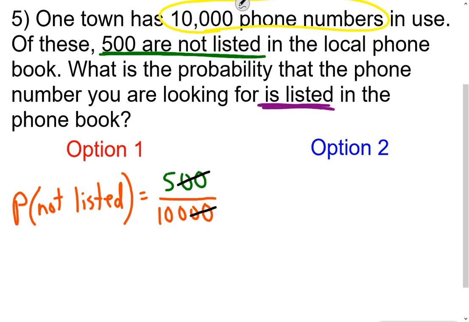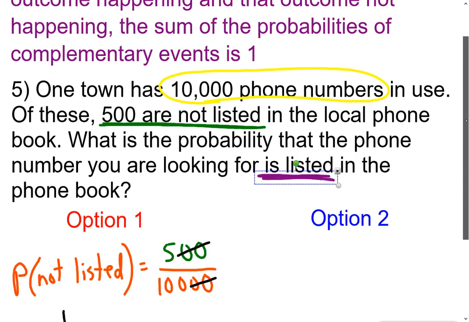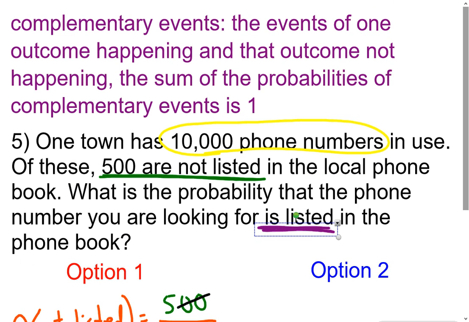And now I'm down to 5 over 100, which when I simplify that, that's going to end up at 1 over 20, because they're both divisible by 5. So the probability that's not listed is 1/20th. But again, that's not what I'm looking for. I'm looking for what's the probability that it is listed. So this comes back to our complementary events. So I want the probability that it is listed, but I just calculated the probability that it's not listed.